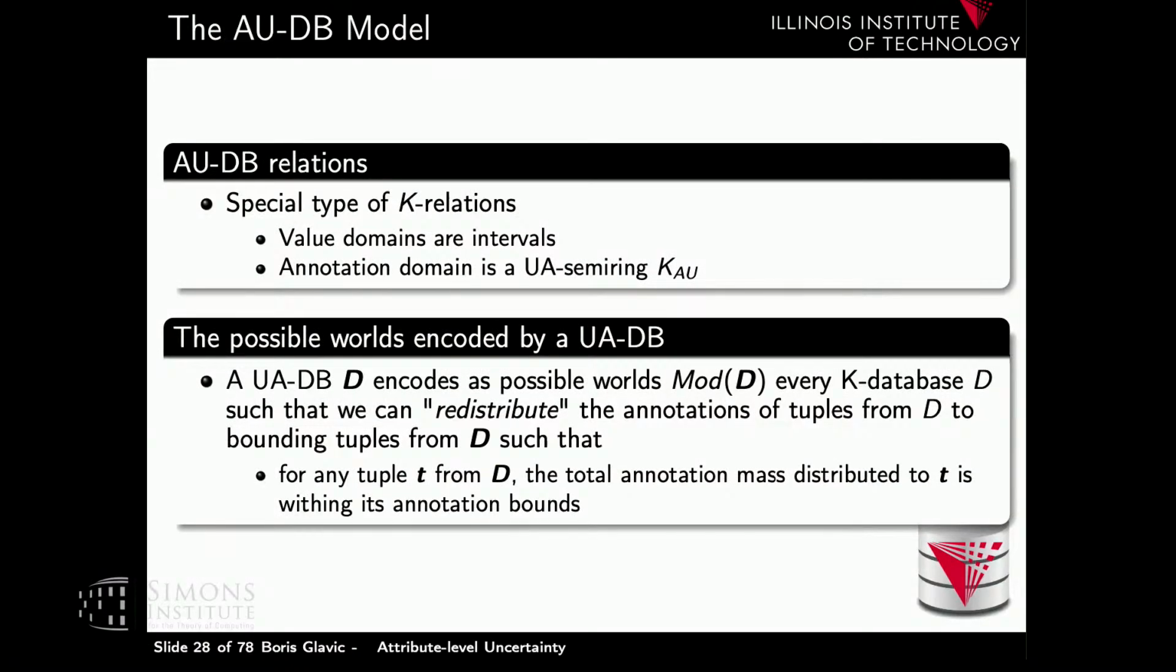Okay, now we're defining relations on that. We take the same ring as before, just under-approximation of certain and over-approximation of possible. But now we make our values intervals. So that means the annotation domain doesn't change. We just change what our values are. Okay, good. So then such an AU-DB, or attribute-uncertain database, is encoding also a set of possible worlds that we can get by basically distributing the annotation mass of tuples to concrete tuples that are bounded by the intervals of the tuple.